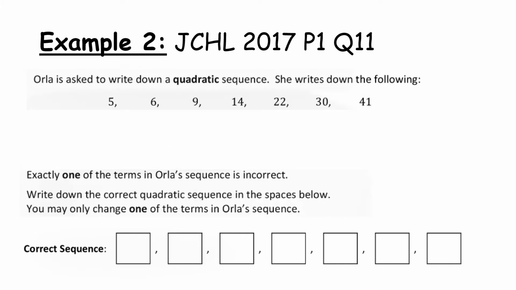So example 2. Orla is asked to write down a quadratic sequence, and she writes down the following. Exactly one of the terms in Orla's sequence is incorrect. Write down the correct quadratic sequence in the space below, and you may only change one of the terms in her sequence. Okay, so the first thing we're going to do is look at the first differences here. So we add 1, then we add 3, then we add 5, then we add 8.